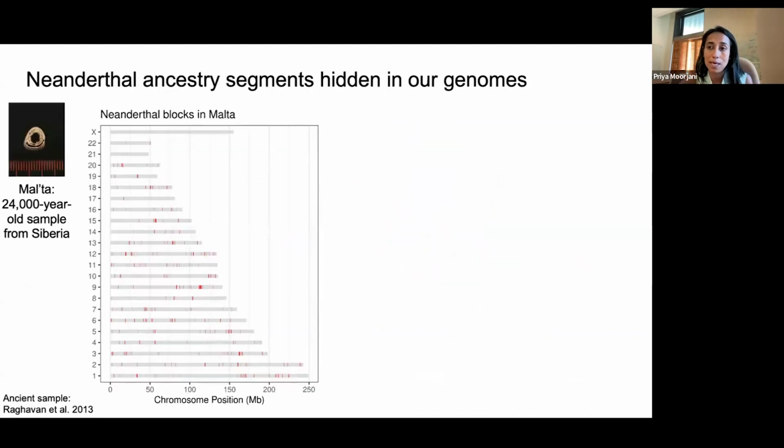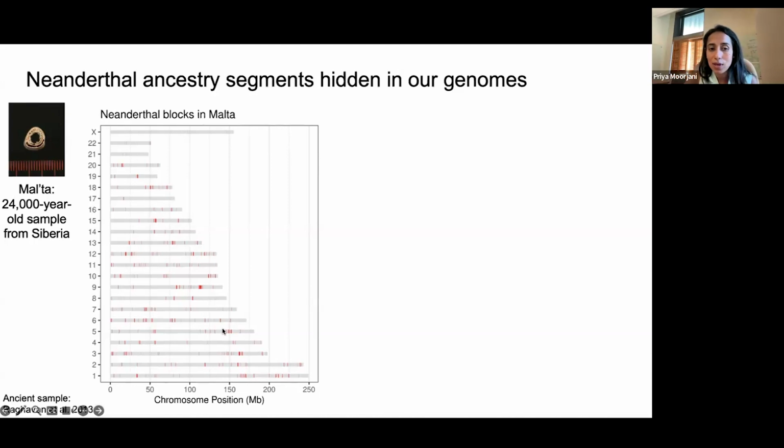Now, let me show you what I mean by that. Here is data for one individual called Mal'ta. This is a 24,000-year-old sample that was found in Siberia. Here are the 23 chromosomes of Mal'ta's genome, and you can go in and identify bits of DNA that match Neanderthals more than they match modern humans or African populations. These are shown here in the red lines.